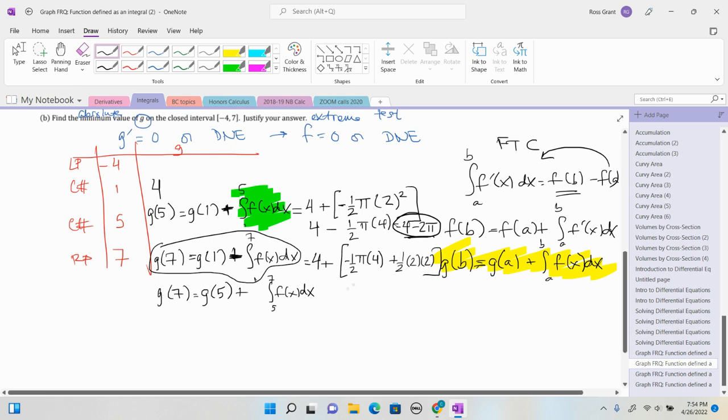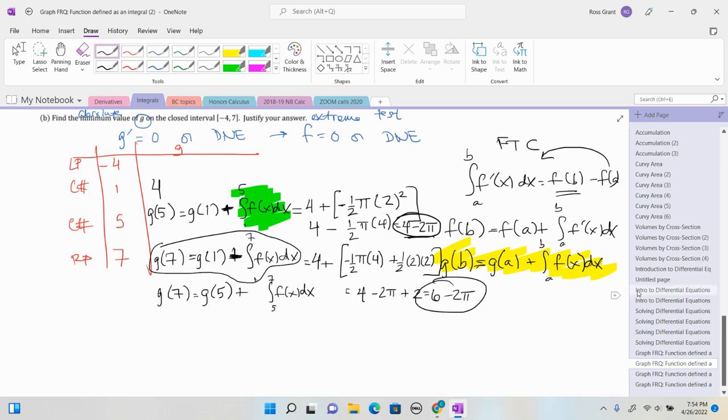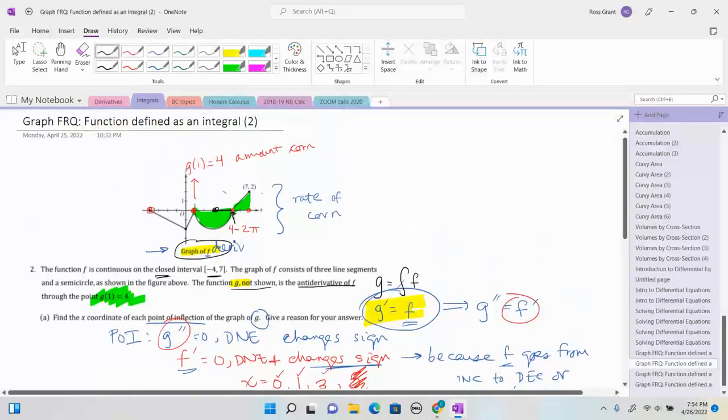I hope you're organizing this a little bit better than I am. So I have 4 minus 2 pi plus 2, which would be 6 minus 2 pi. Okay, so right here, I'm at 6 minus 2 pi. At 7 seconds, 6 minus 2 pi. All right, so we only have one more to do.